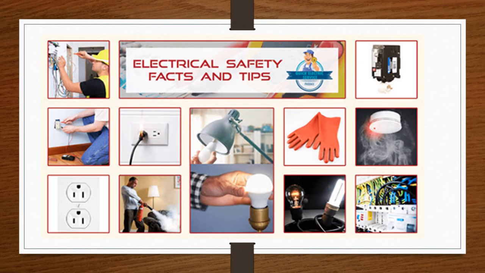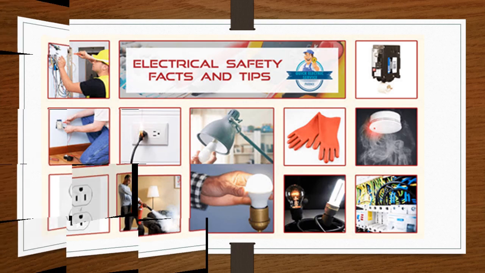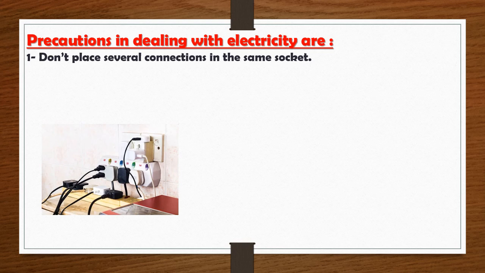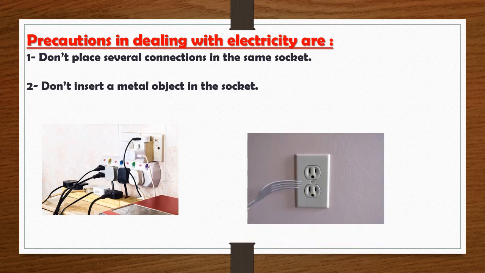So my friends, you have to use electricity, but you should take care of yourself. So there are electrical safety facts and tips. Let's talk about precautions in dealing with electricity. Precautions: don't place several connections in the same socket to prevent electric fires. Don't insert a metal object in the socket to prevent what? Electric shock. The metallic object is a good conductor of electricity, so don't insert a metal object in the socket.